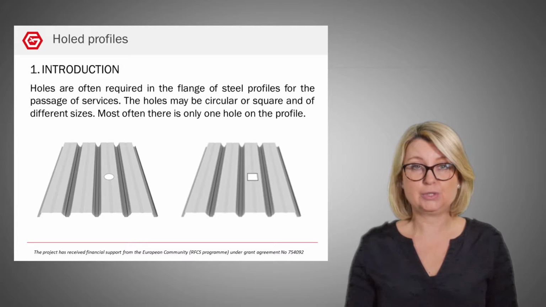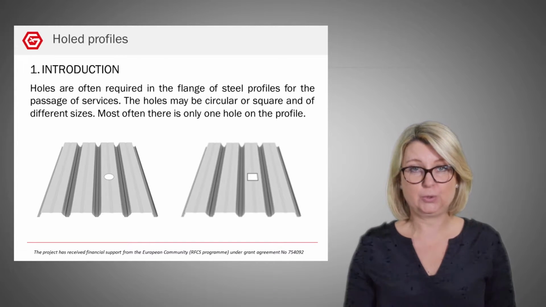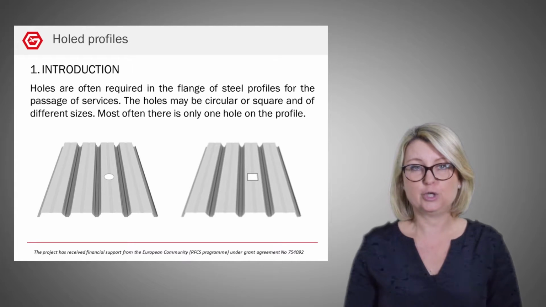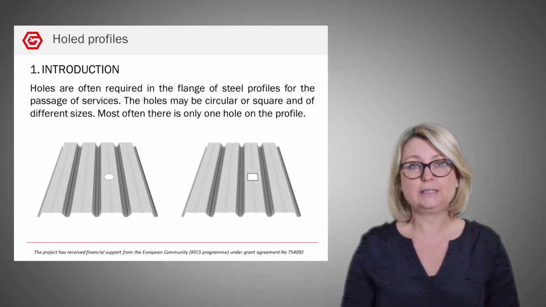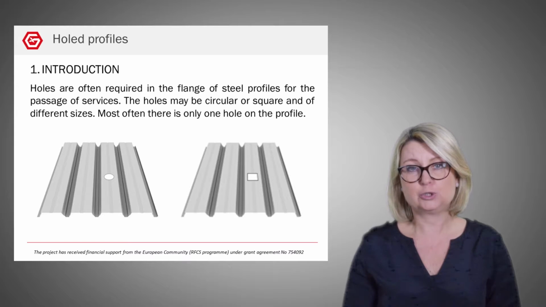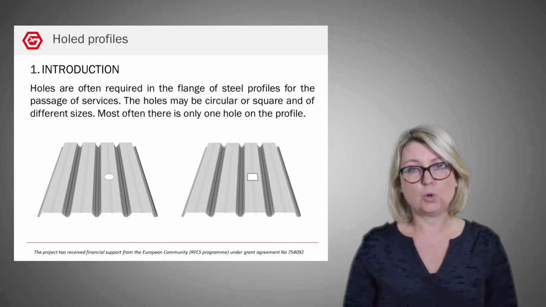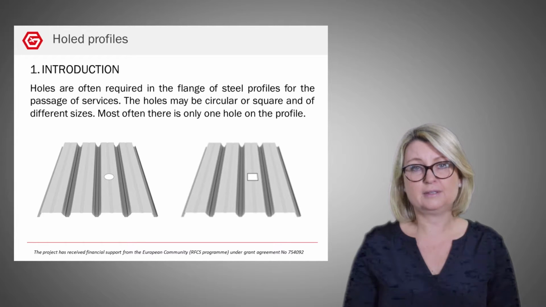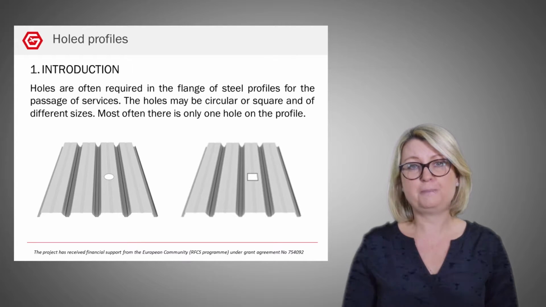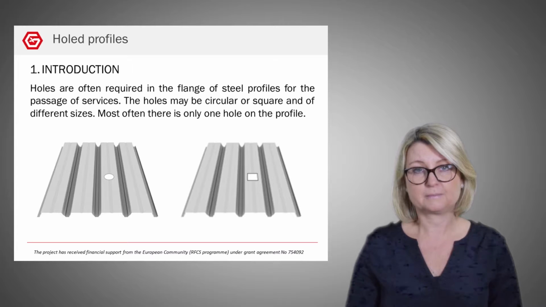Let me introduce the topic of the present talk. On these two pictures, you can see a steel profile which is commonly used in structural roof decking. The picture on the left shows a profile with a circular hole, and the picture on the right shows a profile with a square hole. Such holes are required in the upper flange for the passage of services.